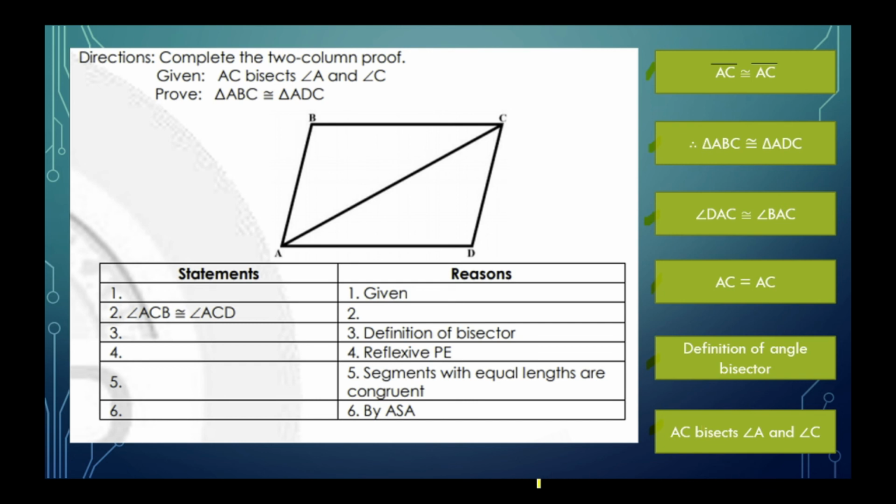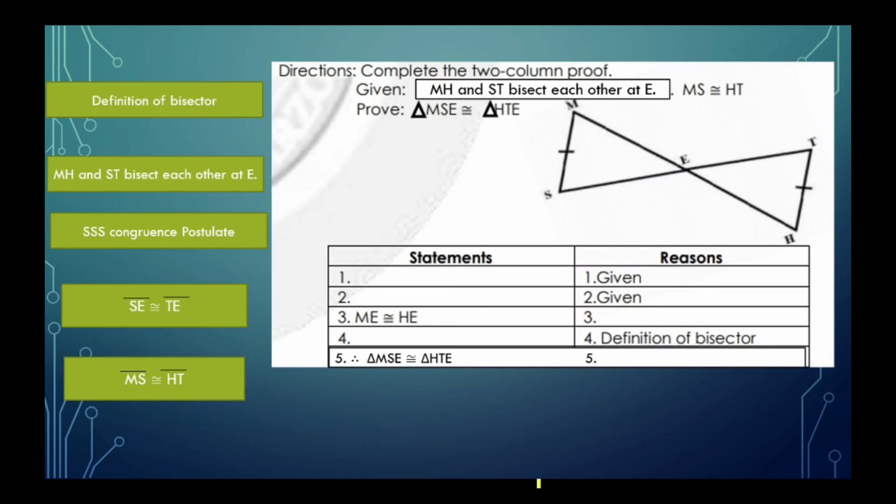Okay? Number 2. So, ganun din. Ito yung ating figure. Ito ang given. Then, ito yung ating mga statement and reason. So, ito ang pamimilian. Definition of bisector. MT and ST bisect each other at E. SSS congruence postulate. Side S is congruent to side TE. And side MS is congruent to side HT.